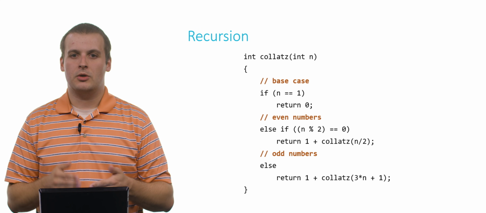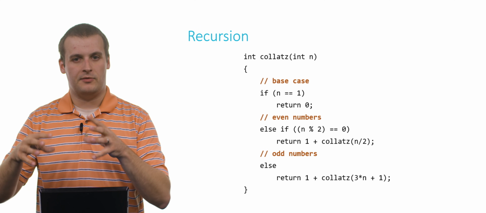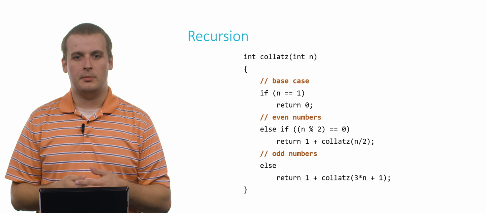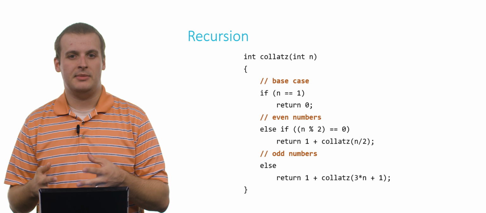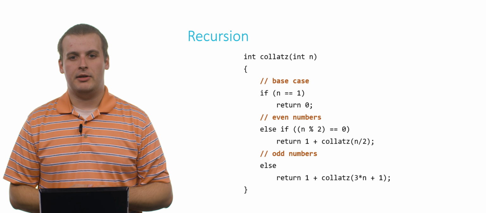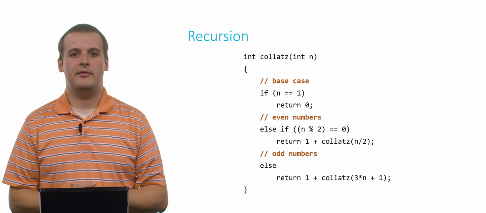If so, I want to return 1, because this is definitely taking me 1 step, plus Collatz of whatever number is half of me. Otherwise, I want to return 1 plus Collatz of 3 times n plus 1. That was the other recursive step that we could take to calculate the number of steps it takes to get back to 1 given a number.